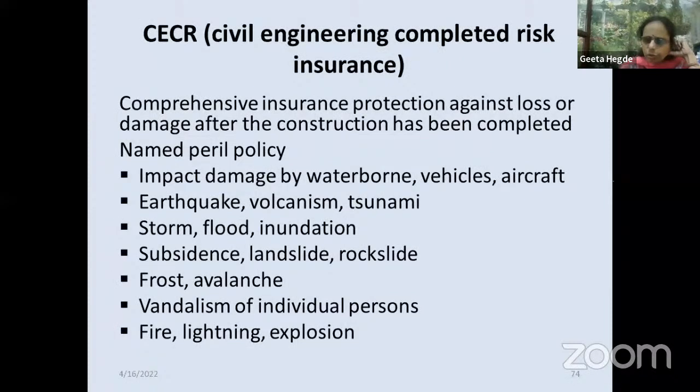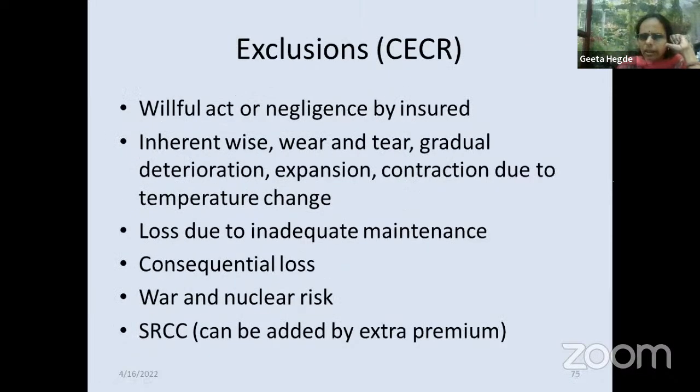These are the perils which are covered, fire and other perils. We don't cover impact by waterborne vehicles or vehicles under the fire policy. Mainly waterborne is not covered. Frost is not covered, and that's why these one or two special perils are there in this policy theoretically. There are certain exclusions. ALOP is something that we have to see at least in brief.